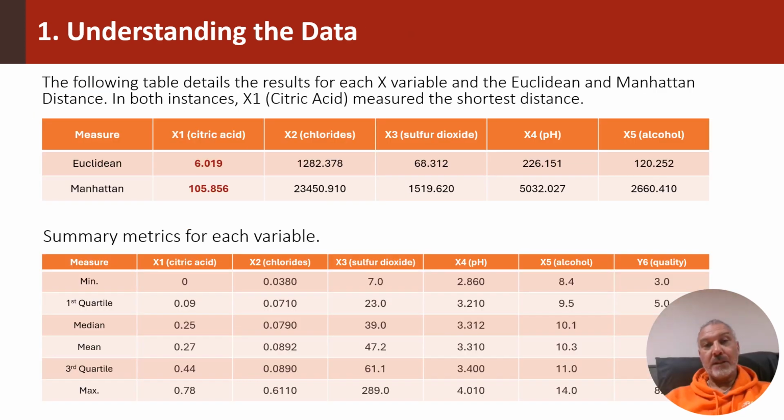This slide details the key summary metrics across all the variables. The Euclidean and Manhattan calculations indicate that the X variable citric acid is generally more clustered together as compared to other X variables.